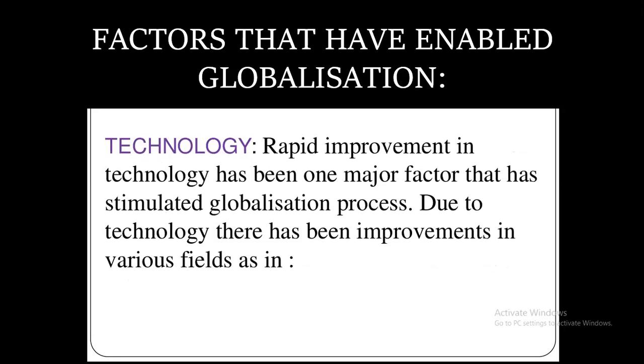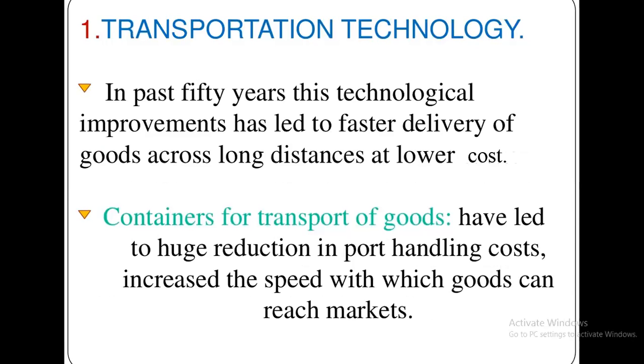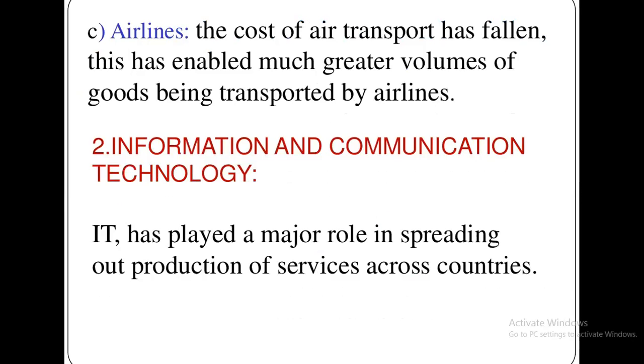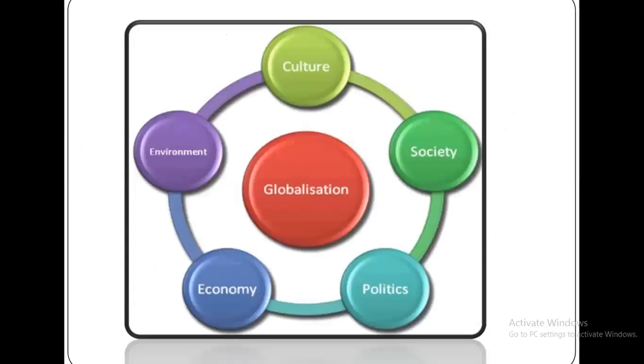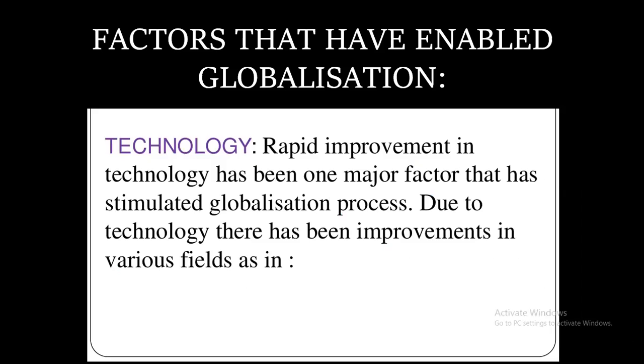The factors that have enabled globalization are technology, transportation technology, information and communication technology, telecommunications, computer and internet. So these are some of the factors that have enabled globalization. If we take technology into consideration, the rapid improvement which has taken place in technology is one of the major factors stimulating the globalization process.